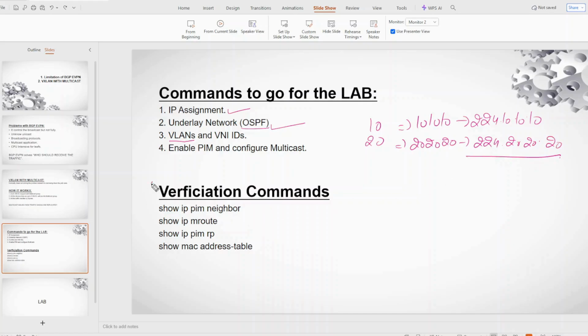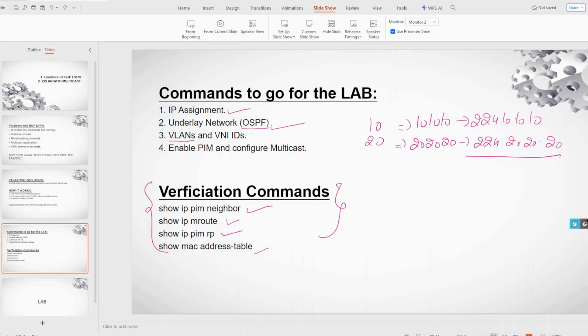There are some verification commands for multicasting, like show ip pim neighbor, which will give you the neighbor information. Show ip mroute will give you the information about the multicast tree and the receiver tree. Show ip pim rp will give you the information about the RP. And show mac address table will give you the information about the MAC address table.